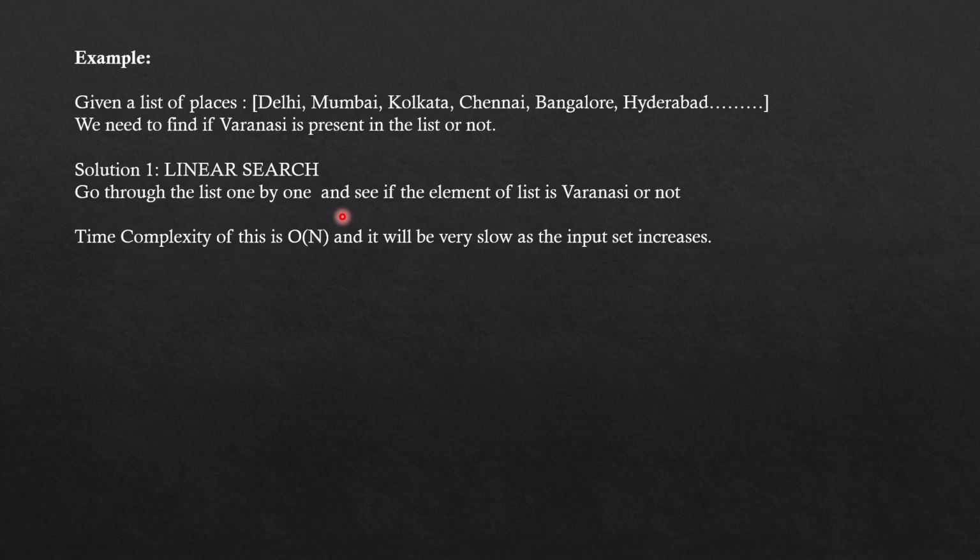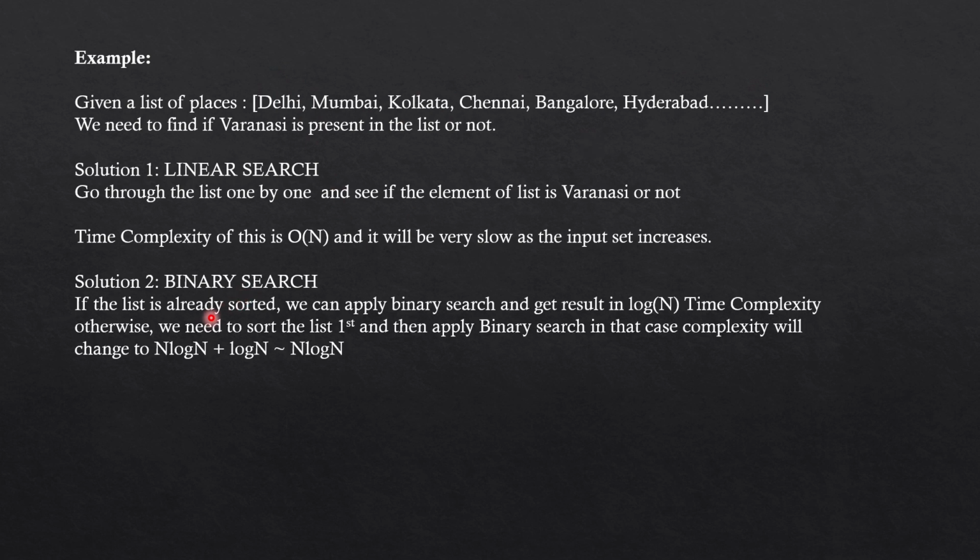And suppose this list is present in a very big file, for example, so this will be a disaster. Now the second option that we have is we go for binary search. For binary search, it's okay if the list is already in a sorted order. So if you got this list and the list is already sorted, then you can go for binary search and it will take a time complexity of log of n.